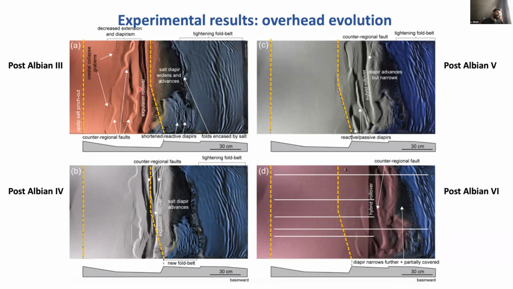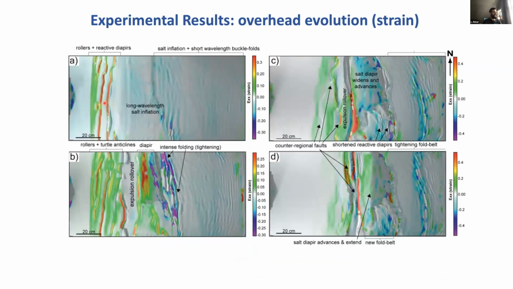Throughout most of this diapir's history, it's bounded on its proximal flank, the landward flank, by this expulsion rollover, whereas most of these other features are extensional rollovers or normal faults. We can also see the evolution of this diapir and the whole system through digital image correlation and measure the strain.